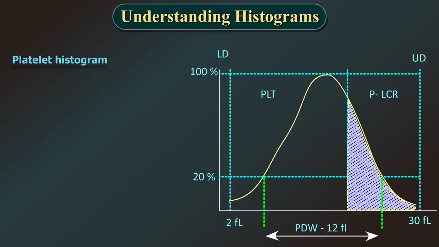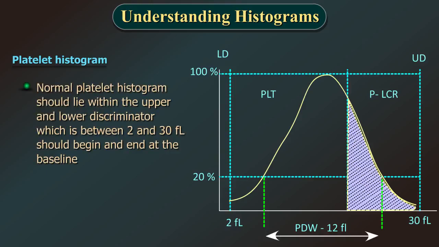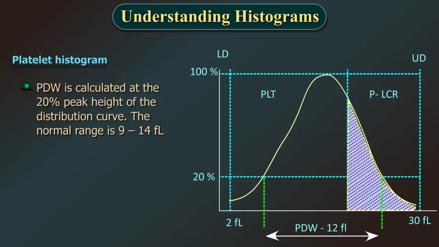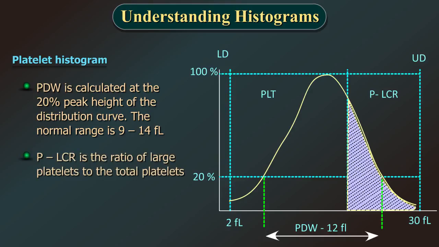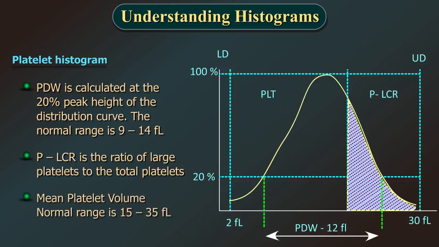Platelet histogram. The normal platelet histogram should lie within the upper and lower discriminator, which is between 2 and 30 FL. It should begin and end at the baseline. PDW is calculated at the 20% peak height of the distribution curve. The normal range is 9 to 14 FL. P-LCR is the ratio of large platelets to the total platelets. Mean platelet volume normal range is 15 to 35 FL.